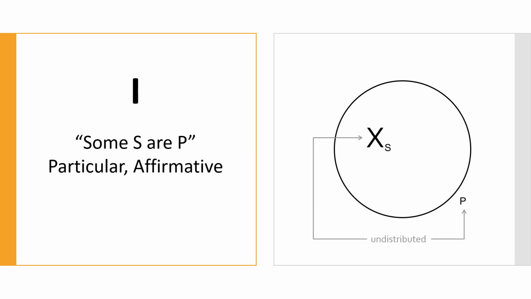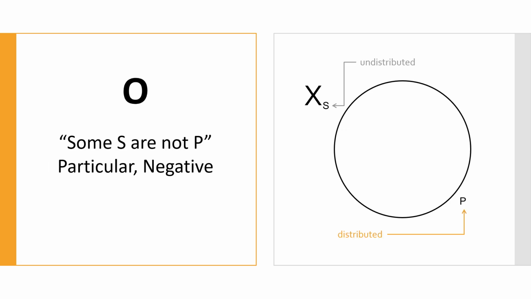Now notice what this means: when I have an I claim, a particular affirmative claim, nothing is distributed. Neither the subject nor the predicate is distributed. Our particular negatives are kind of the quirky ones. With a particular negative, I do know something about the predicate term universally. There has to be something outside of it, basically. But I don't know anything about the subject term. So with a particular negative, the subject term is not distributed, but the predicate term is.